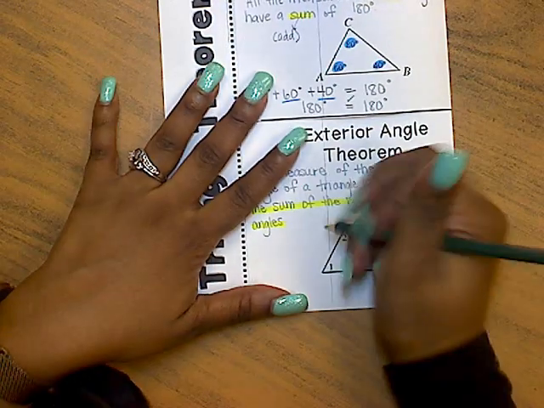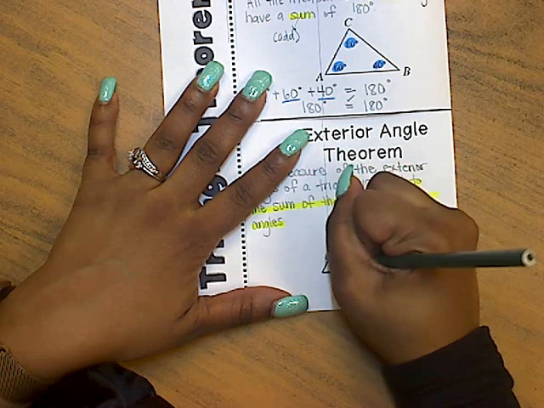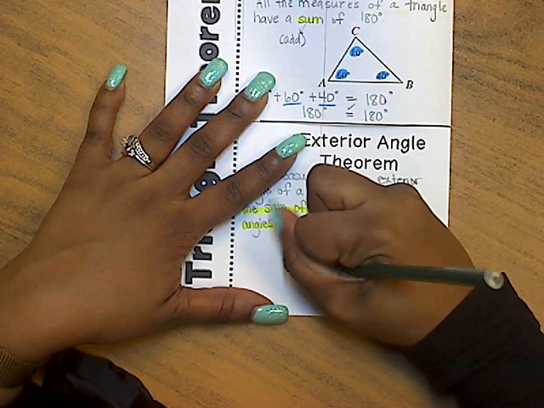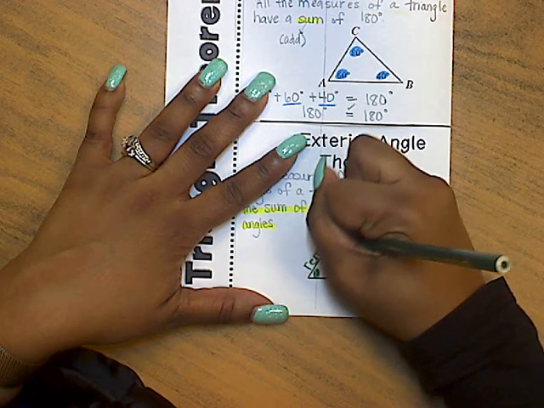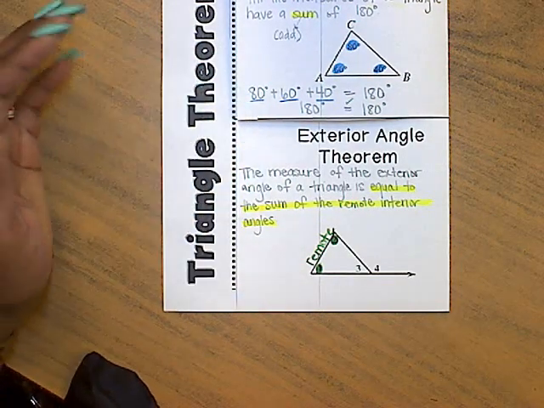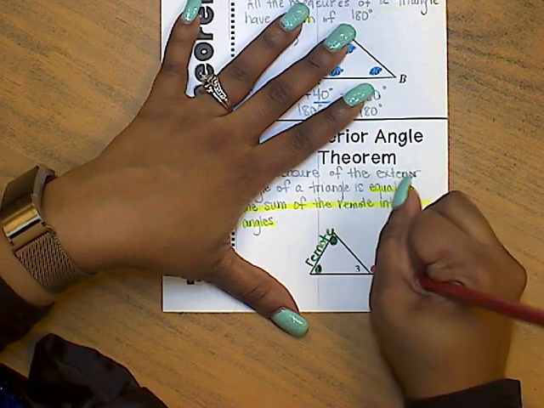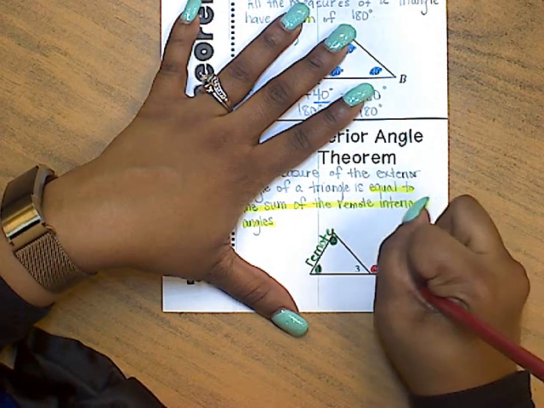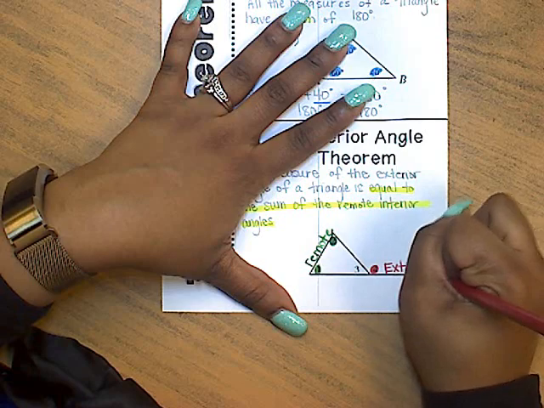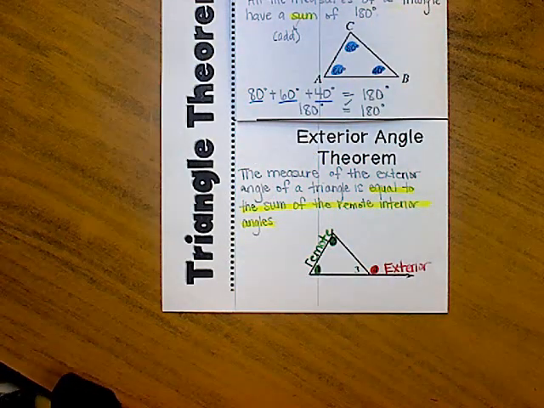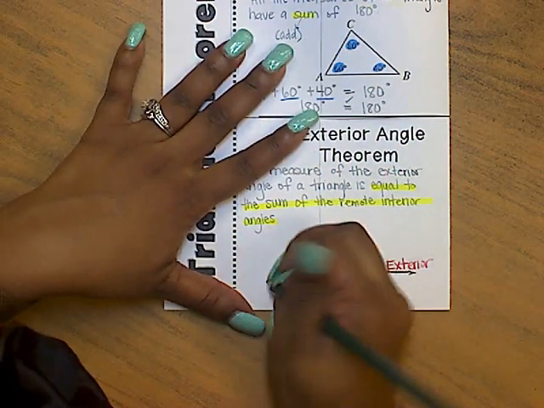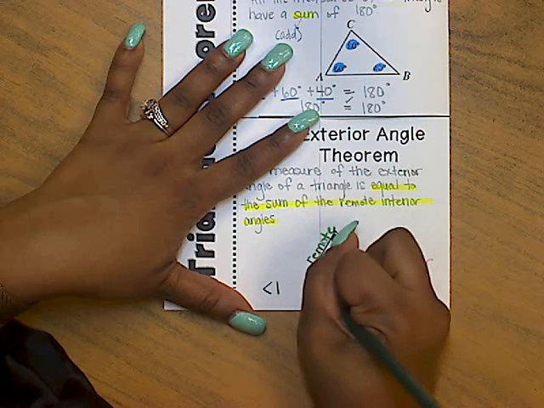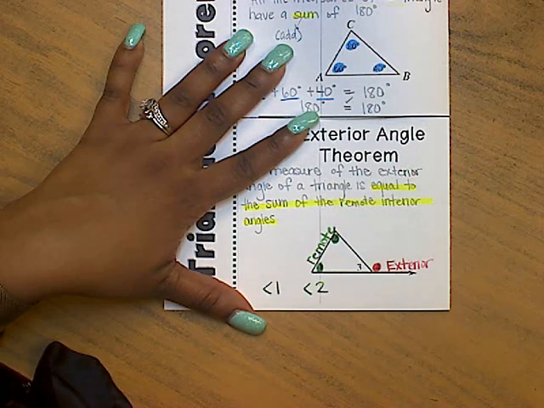So our remote angles are here. So these are your remote angles. And then you have your exterior angle, which is outside of the triangle, okay? And so therefore, you have angle 1, angle 2, and angle 4.